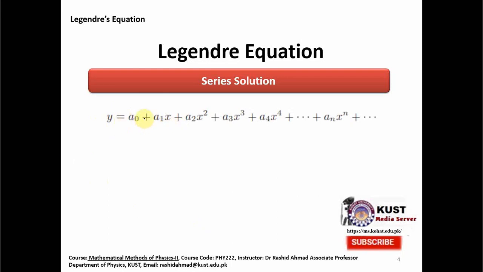So the first term, as you can see, is a constant term having a coefficient a naught, and the second term has a linear power of variable x. So we have a1x, and the third term is the square, so we get a2x square, and then we have a3x cube and so on up to an x to the n. So you see that we have expanded the variable y into a power series in x.